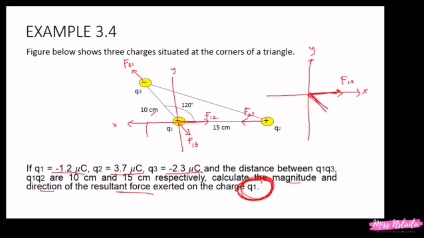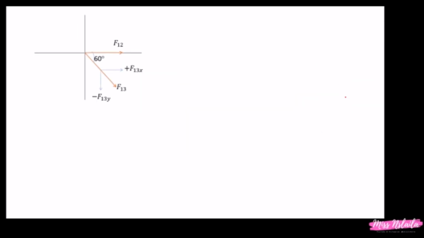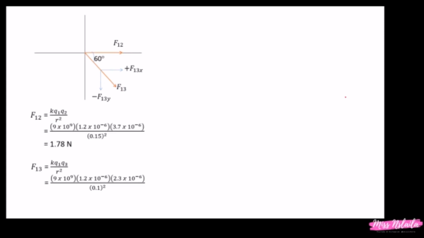F12. We also have F13. There should be an angle right here. You can calculate the angle. So here, on a straight line, 180 minus 120, you will get 60 degrees. Okay, how to find the resultant force based on this diagram? I hope you still remember how to find the resultant force based on this diagram. So first of all, find the values of force F12 and also F13, then you will get F12 as 1.78 Newton, F13 as 2.48 Newton.